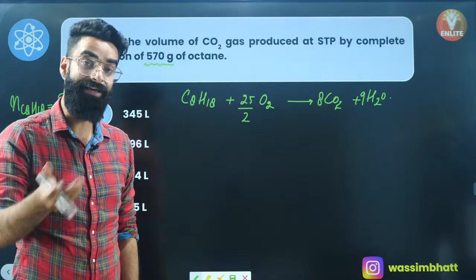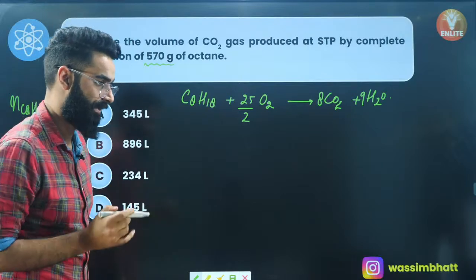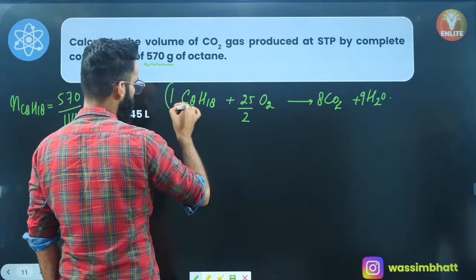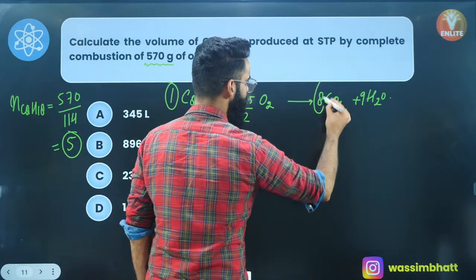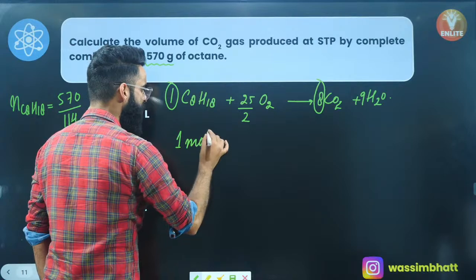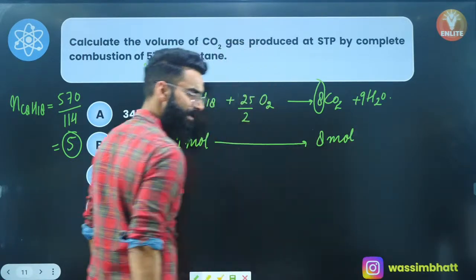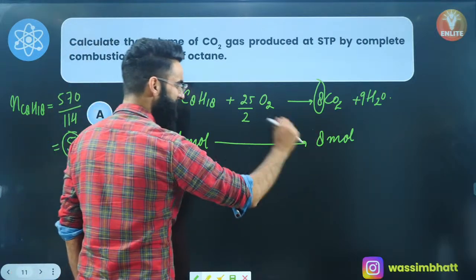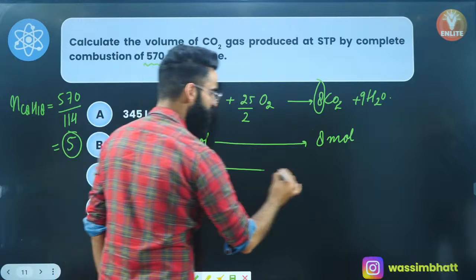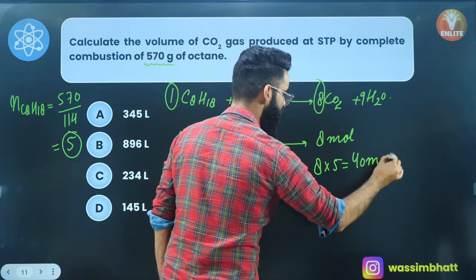Then I'll see what the volume of carbon dioxide liberated after the combustion of 5 moles of octane will be. See what I'll be doing. The stoichiometric coefficient of octane right here is 1, and the stoichiometric coefficient of carbon dioxide over here is 8. Can I say 1 mole of octane produces 8 moles of carbon dioxide? As simple as that. If 1 mole of octane produces 8 moles of carbon dioxide, can I say 5 moles of octane, when undergoing combustion, will produce 8 multiplied by 5, that is 40 moles of carbon dioxide, right?